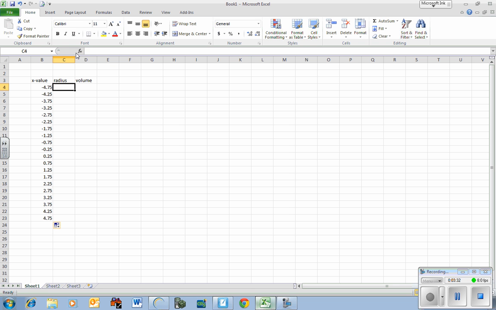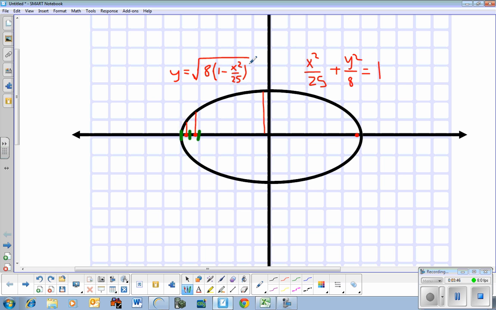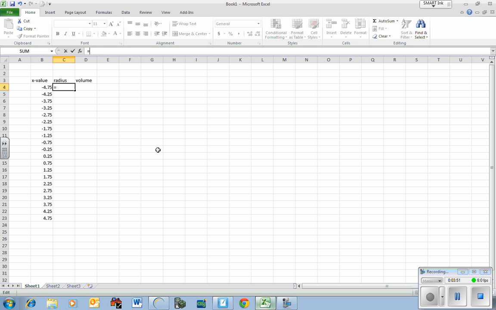Whenever you use a function, you need to go up here and click into the formula bar and hit an equal sign. The equal sign says I'm programming something here. So what I want to put here is this function, the square root of 8 times 1 minus x squared over 25. In Excel, SQRT is the square root function. Parentheses, inside the parentheses is what it's going to take the square root of. So I need to take the square root of 8 times 1 minus x squared over 25.